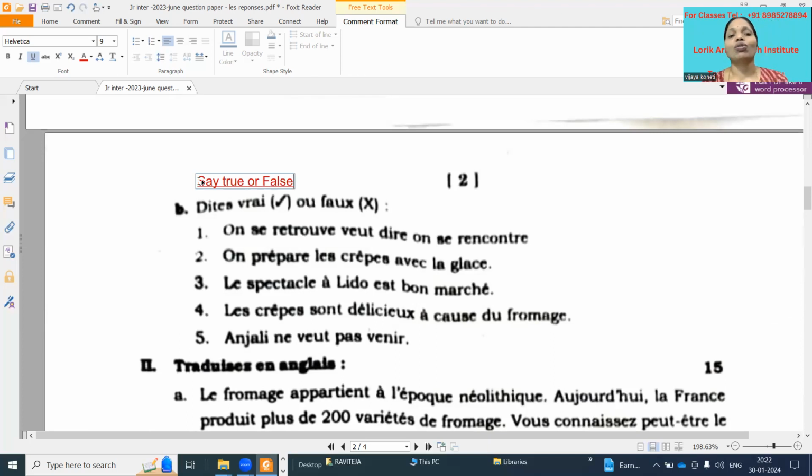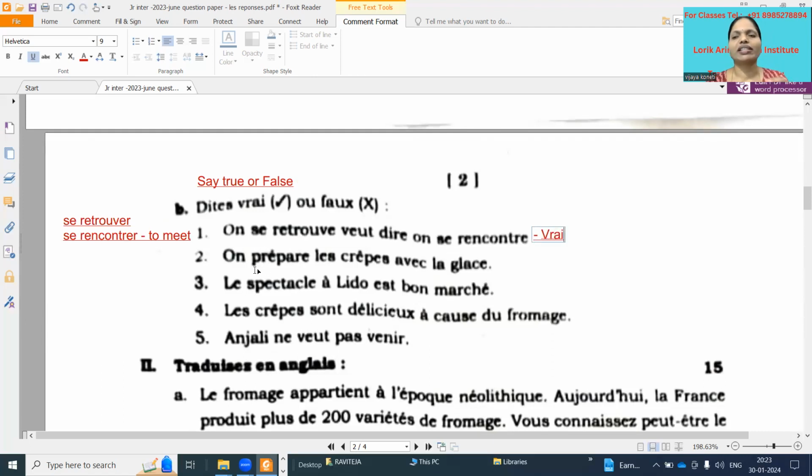Okay, first one, Yatin. On se retrouve, c'est-à-dire on se rencontre. On se retrouve is also the same meaning as on se rencontre. I just told that one above. Both are the same meaning, to meet. So this statement is vrai. Vrai.